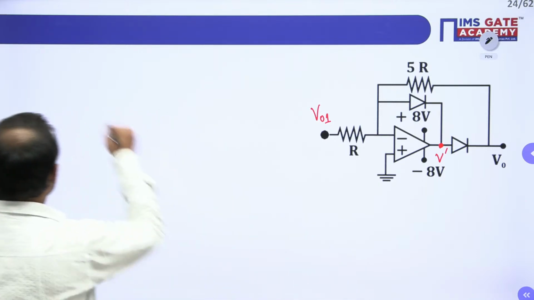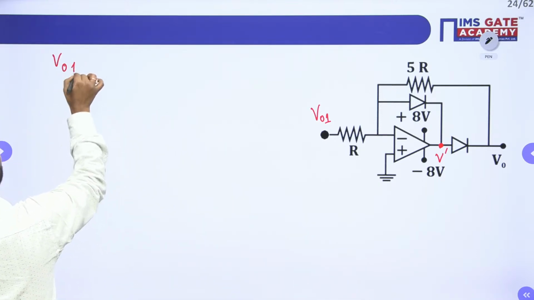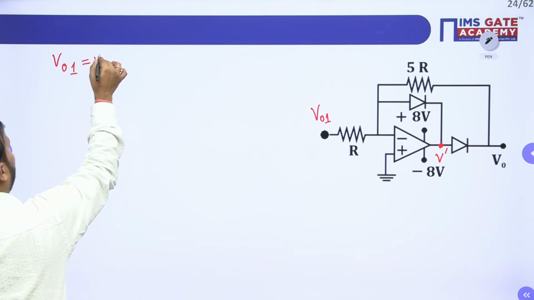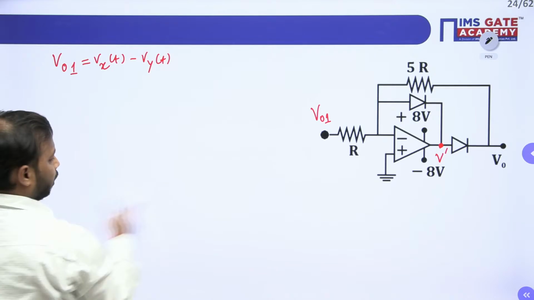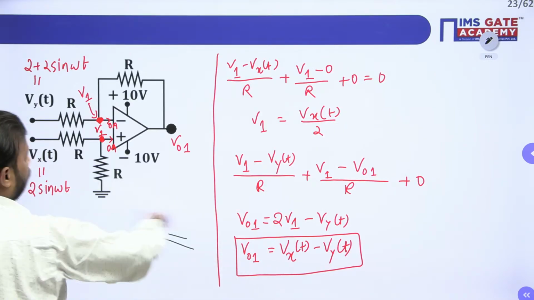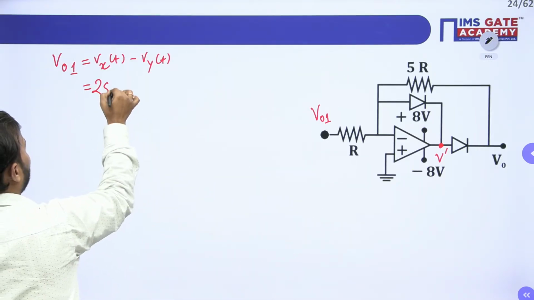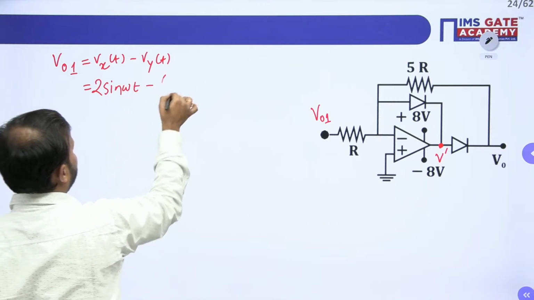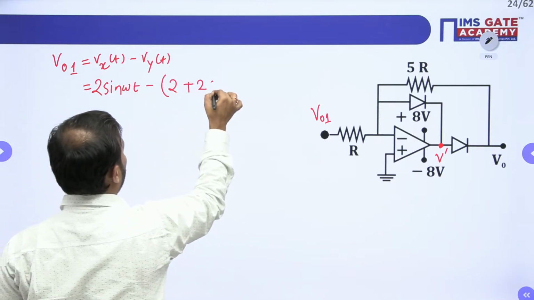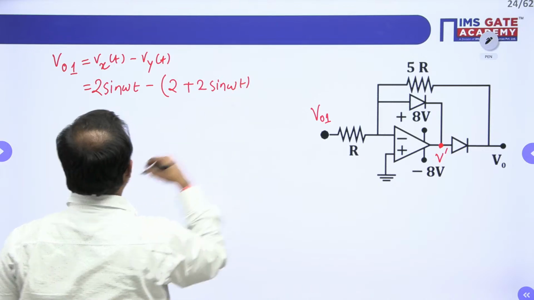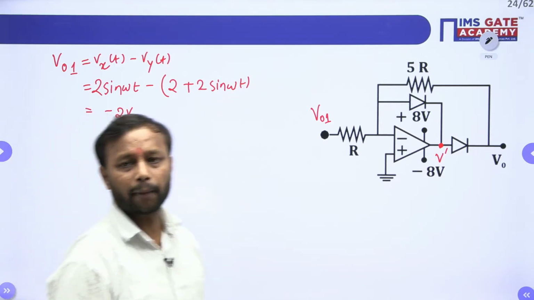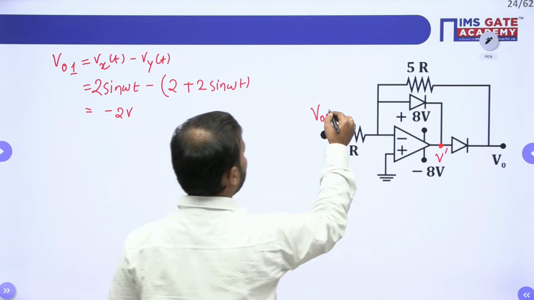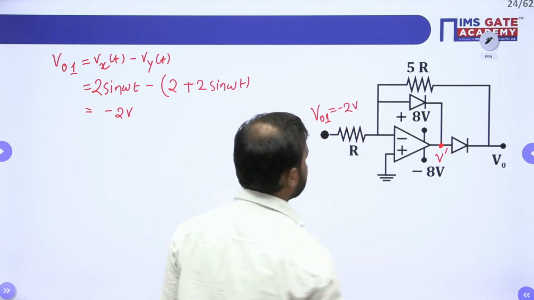Now look here. We have got V01 as Vx of t minus Vy of t, isn't it? What is Vx of t? 2 sine omega t, minus Vy of t, 2 plus 2 sine omega t. So this is equal to minus 2 volt. So this V01 is minus 2 volt.